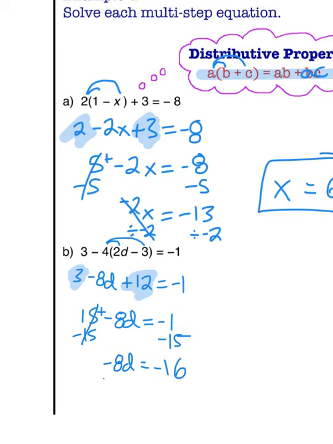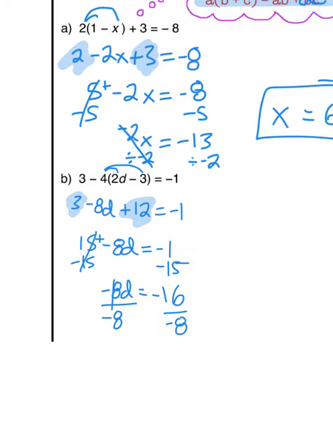Now I undo the multiplication by dividing by negative 8. I have to do it to both sides. So the negative 8's cancel out on the left. I'm left with d equals negative 16 divided by negative 8. Negative divided by a negative is a positive. 16 divided by 8 is 2. So d equals positive 2.